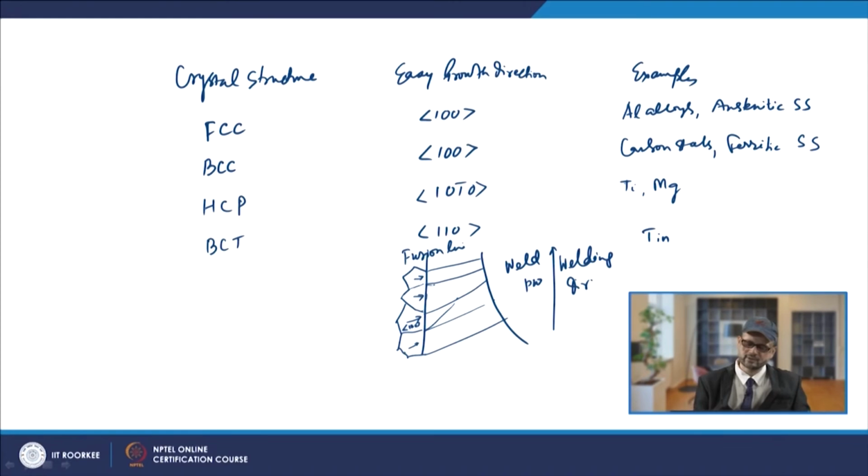So, there may be some going like that, but ultimately the growth becomes like this. So, this is the example of the competitive growth mechanism in the case of welding.